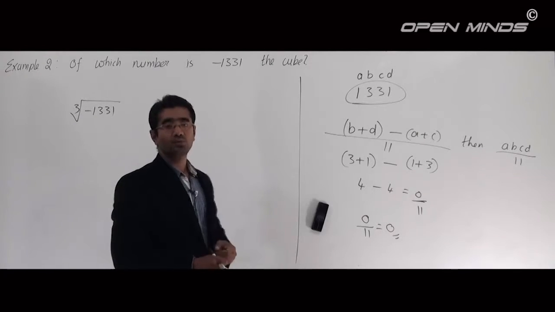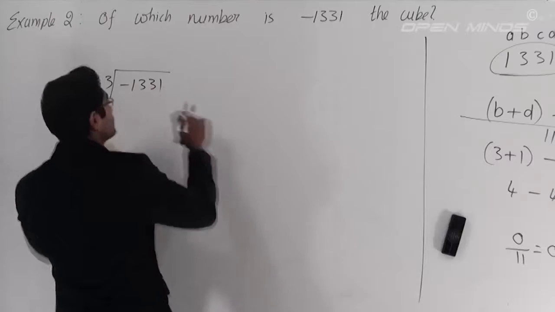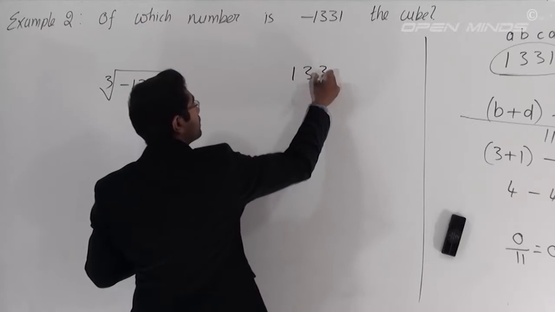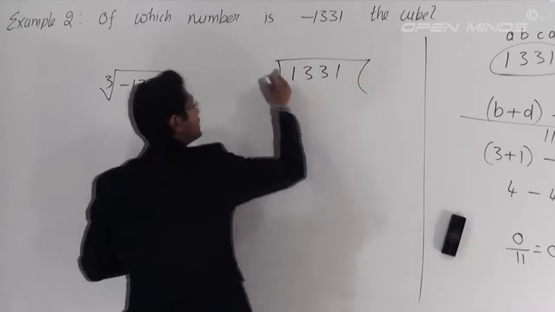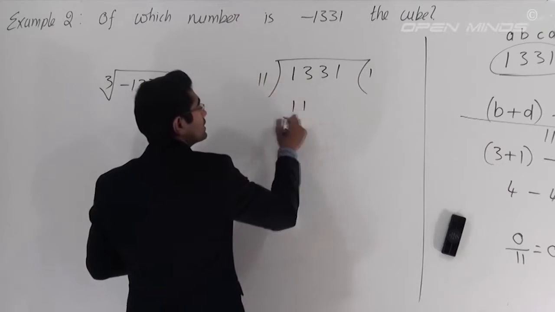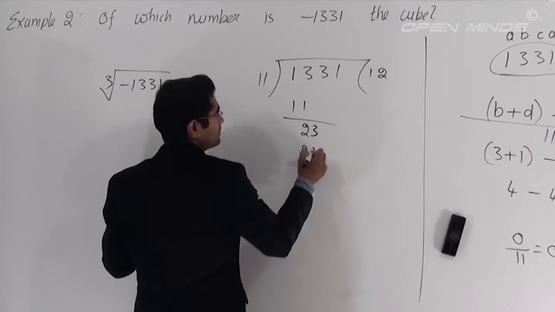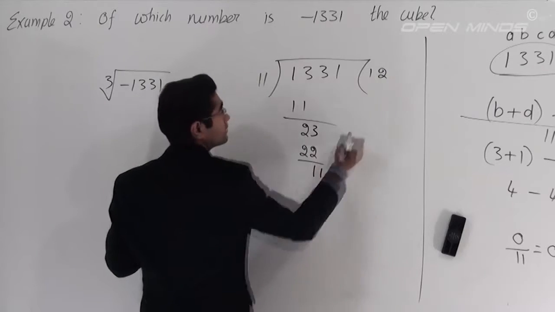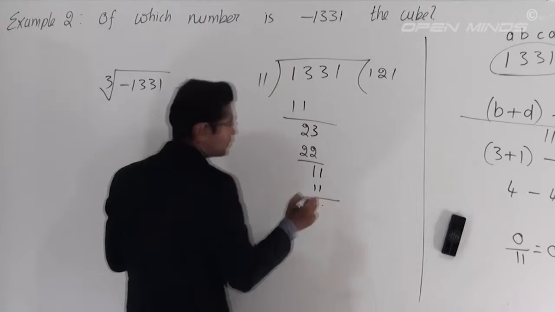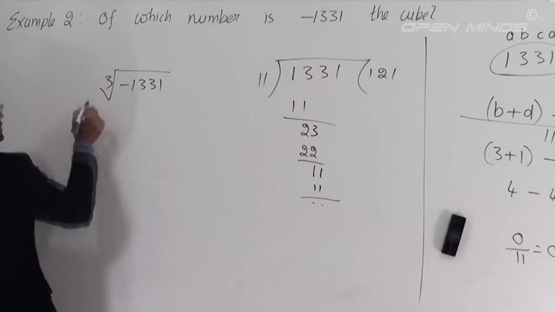So let's try to find the cube root of this number and try dividing it by 11. So you get 1, 3, 3, 1. I'm trying to divide this with 11. 11 1 times is 11. You get a 2 out here. Put this 3 down. 2 times is 22. Okay, 1 again and put this 1 down. You get 1 times 11. That's it. It's cool.